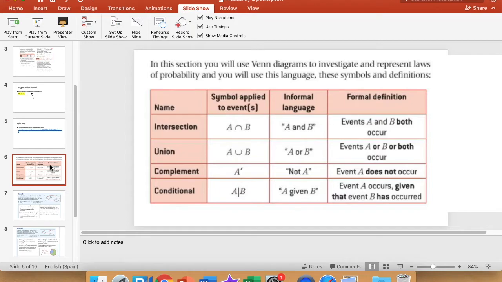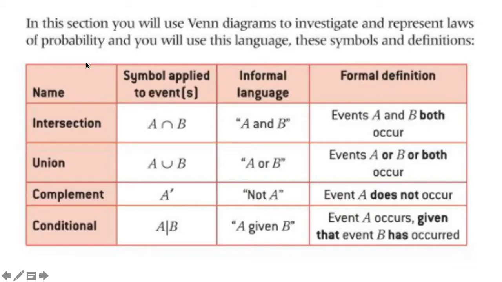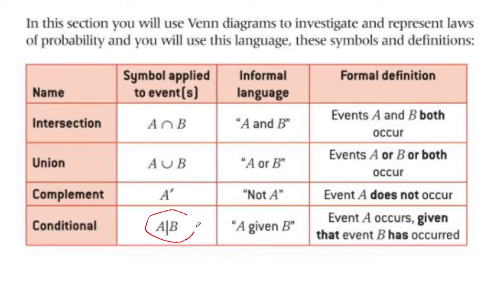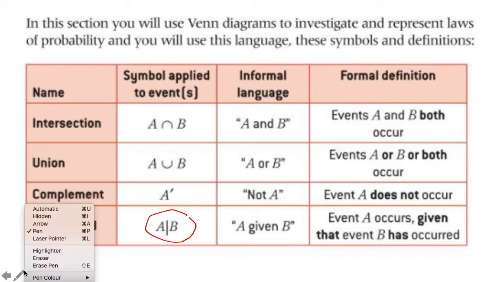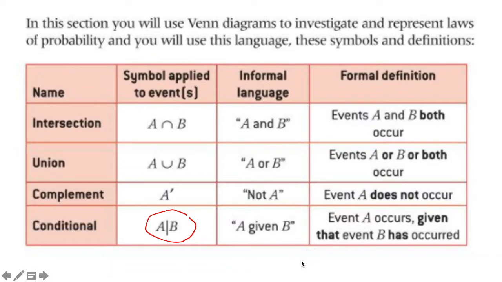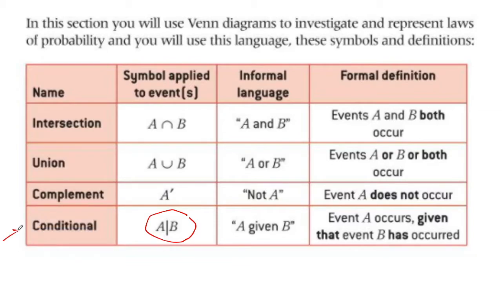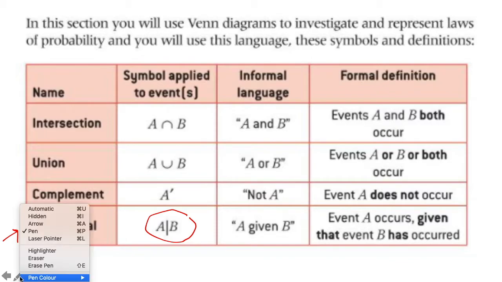Now we're going to go over a little bit more to do with Venn diagrams. We have talked about the intersection, the union, the complement, and now with the conditional probability, you should understand this. What I'd like you to do is pause the video and make any notes on this screen that you may not have understood or may not have already written down. I'd particularly focus on the conditional, as this is new content to you.